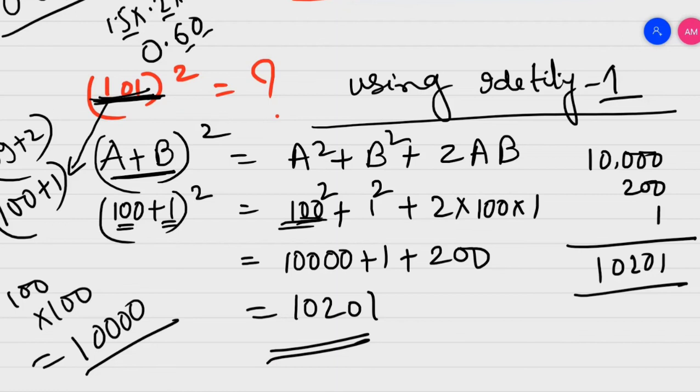So see how easy it is to find the square of a 3-digit number without actually multiplying the number, using this method, that is using the a plus b whole square identity. Okay, children, I think you got the concept, and you can solve some more questions of this type using identity 1.